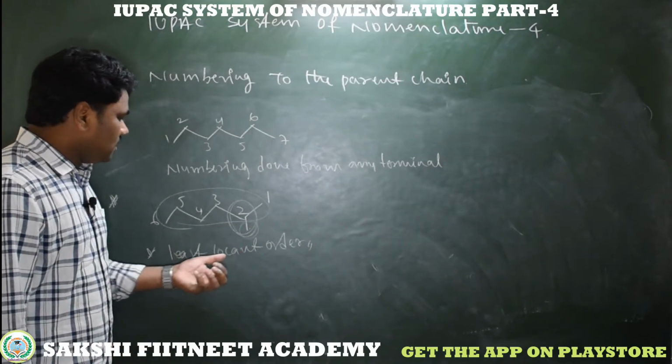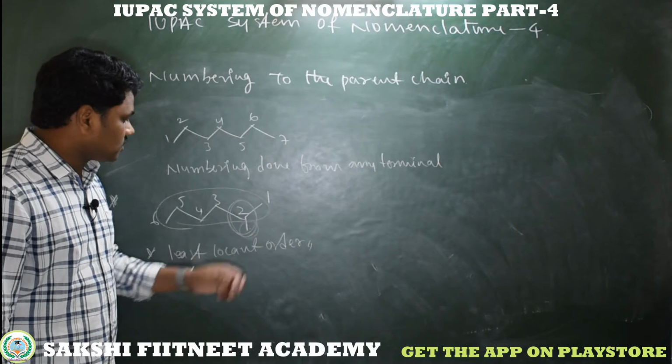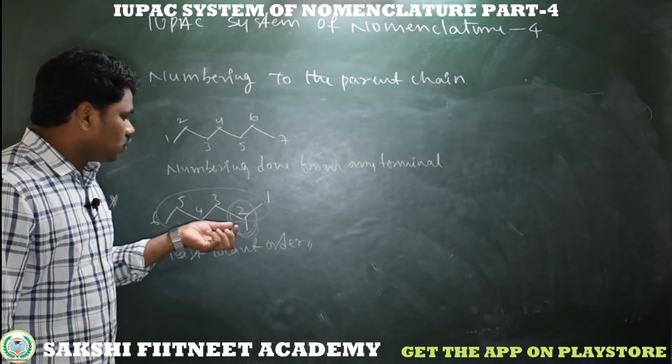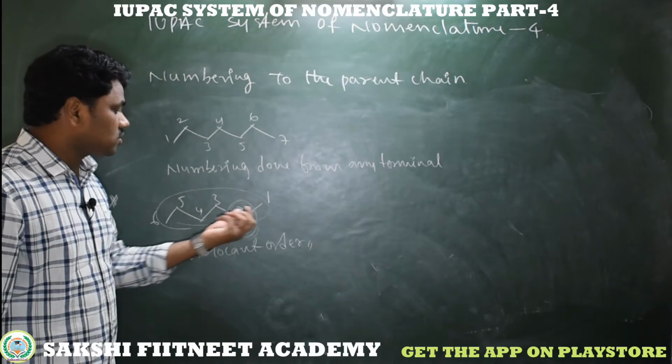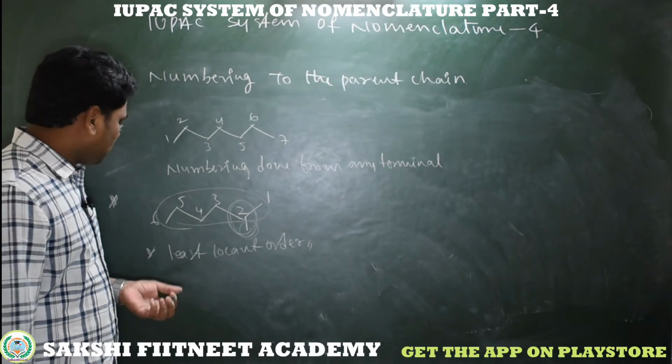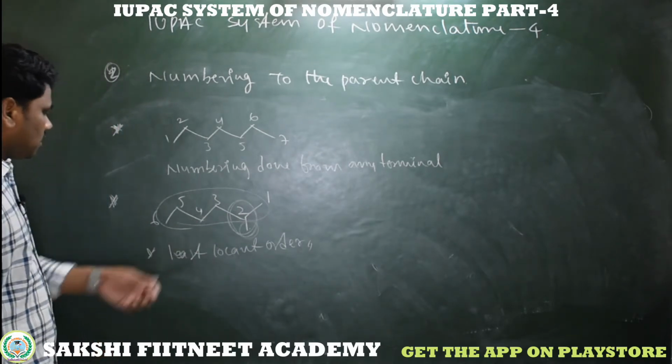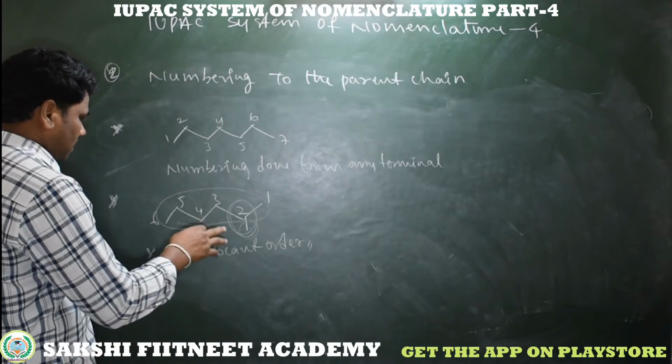This is called least locant order. The substituent should get the least number. So in that way we need to start numbering from any terminal. So this is the order for giving numbers to this parent chain.